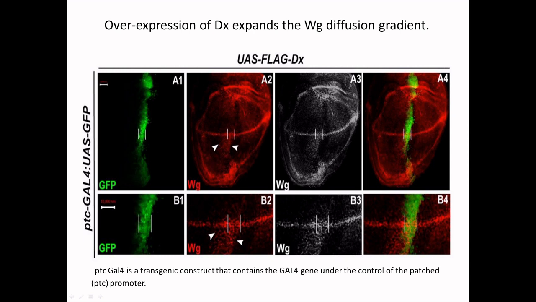The image B2 and B3 show the magnified version of the image A2 and A3. From image B2 and B3, it is clear that the expression of wingless has enhanced when we overexpress the Deltex in the background.